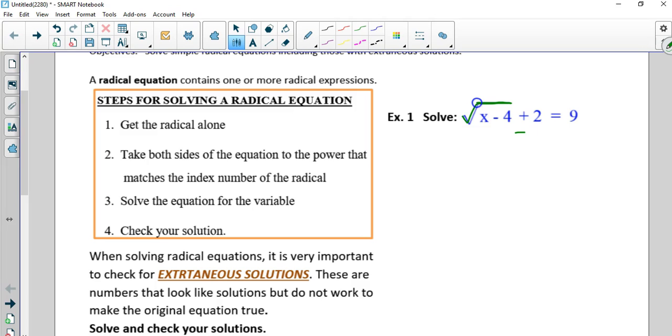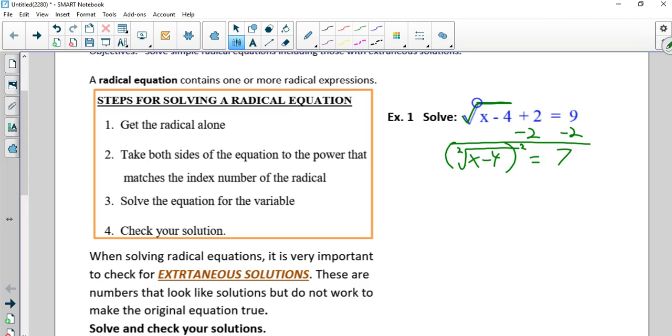So to get the radical by itself, we're just going to do what we know how to do, subtract 2. Which is going to give us the square root of x minus 4. Remember to keep the radical. One of the biggest mistakes people make here is losing the radical somewhere along the way. That's going to give us 7. 9 minus 2 is 7. Now, since this is a square root, we're going to put the radical in parentheses and square it. That is going to cancel out the square root, the radical.